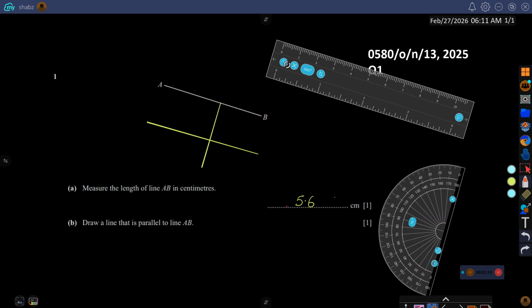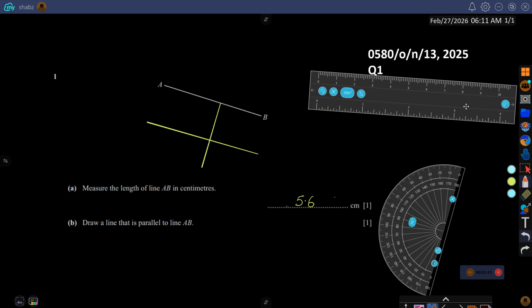So that's all students. This is the way you will draw the line parallel to any given line.